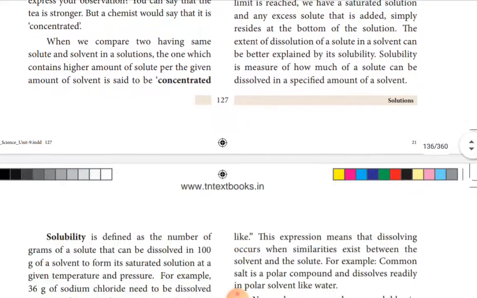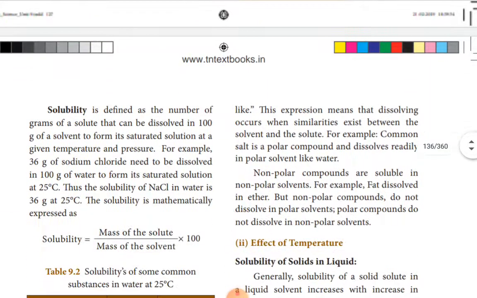Then next one, see, there is a definition, so you can note it down and underline it. What is the definition for solubility? Solubility is defined as the number of grams of solid that can be dissolved in 100 gram of solvent to form its saturated solution at a given temperature and pressure. So that is the definition. The first 4 lines.